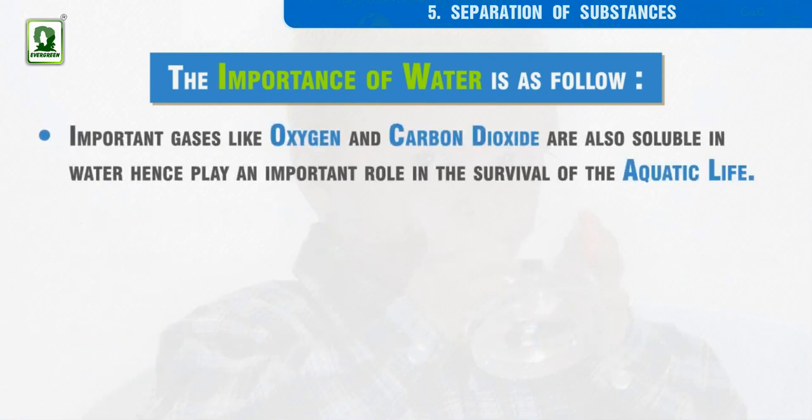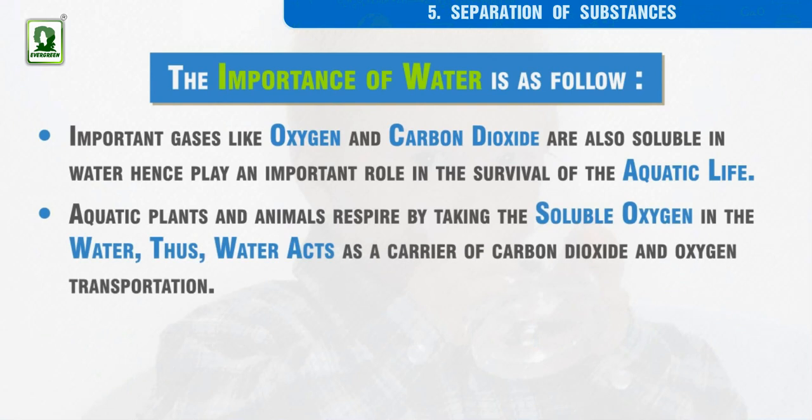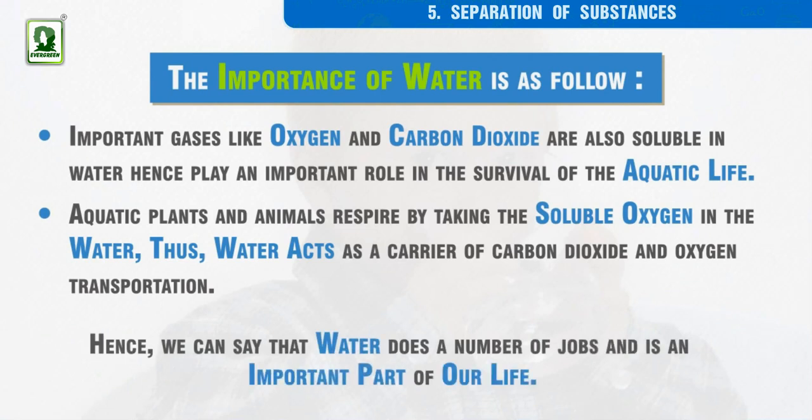Important gases like oxygen and carbon dioxide are also soluble in water, hence play an important role in the survival of aquatic life. Aquatic plants and animals respire by taking the soluble oxygen in water. Thus, water acts as a carrier for carbon dioxide and oxygen transportation. Hence, we can say that water does a number of jobs and is an important part of our life.